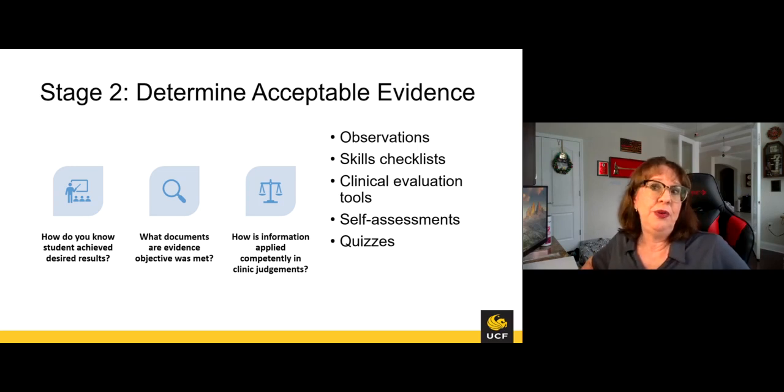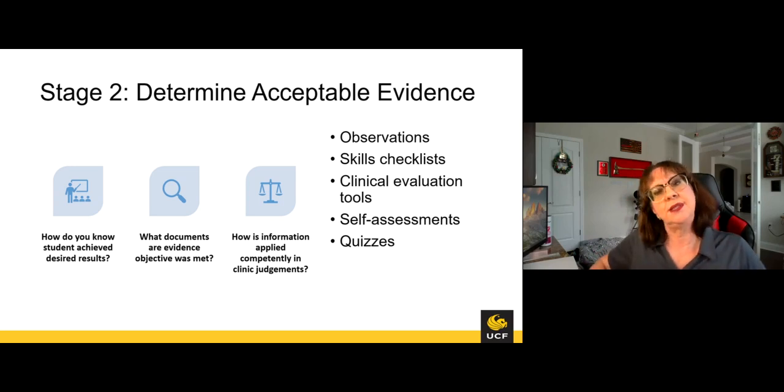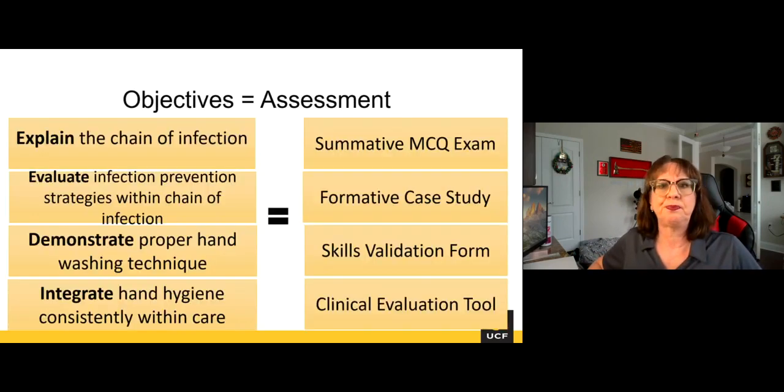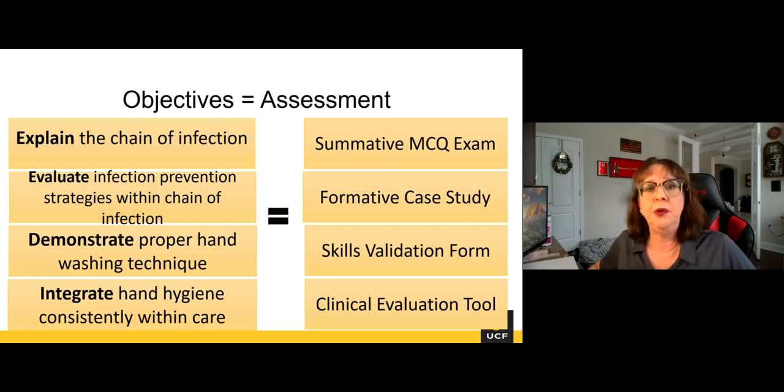Second, I need to determine acceptable evidence. So how am I going to know these students achieved the desired results? What documents are evidence that they have met the objectives? How is the information applied in a competent clinical judgment? I might have observations, skills checklists, clinical evaluation tools, self-assessments, quizzes. I need to align them. So for explaining the chain of infection, I'm going to have a summative multiple choice exam. That'll be at the end of the unit.